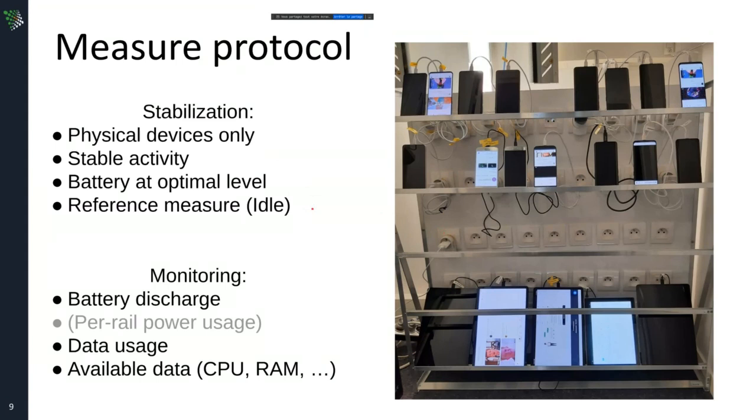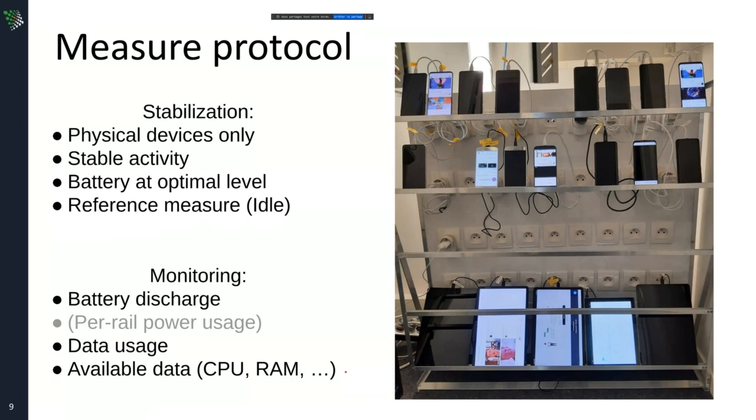So once the device is stable, we can start monitoring the device. And what we are looking into is the battery discharge. So every time there is a measure start or a measure stop in GDSL, we'll read the battery level in order to know how much battery the step used. We also monitor the data usage, so the network, and we try to gather as much data regarding the CPU usage, the RAM usage, and so on. However, this data will depend on the specific device that you use.